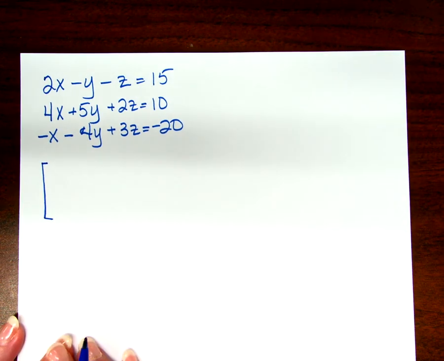I'm going to write the first row of the coefficient matrix. You tell me where it came from.